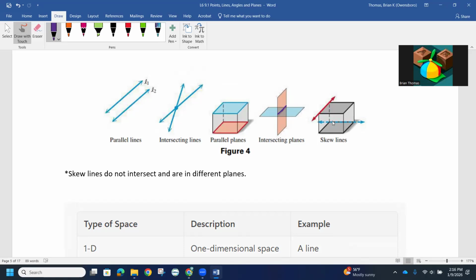Skew lines are lines that are not in the same plane, so they'll never intersect each other. So they're in different planes altogether. So again, skew lines do not intersect and they're in different planes. So that one's the one that's kind of unusual. The rest of these we're probably familiar with.